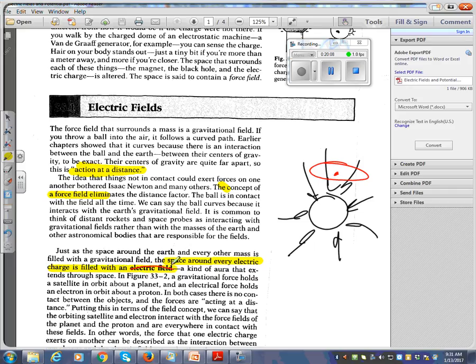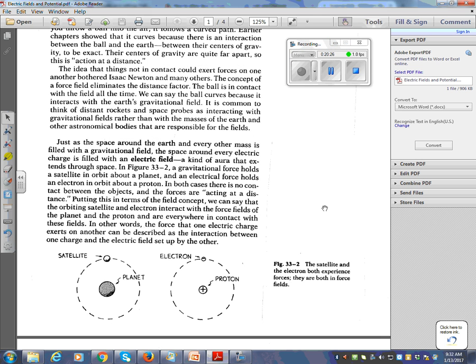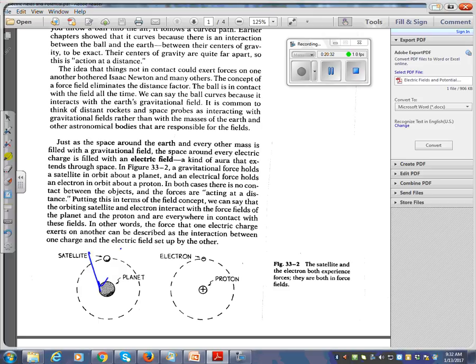In figure 33.2, a gravitational force holds a satellite in orbit about a planet, and an electrical force holds an electron in orbit around a proton. In both cases, there is no contact between the object and the forces, again acting at a distance. Okay, so there's the diagrams there, right? The satellite is in contact with the gravitational field. The electron is in contact with the electric field. And they are virtually identical in that they extend outwards, they follow the inverse square law, they get weaker as you move away, the density of the lines determines the strength, all that stuff.